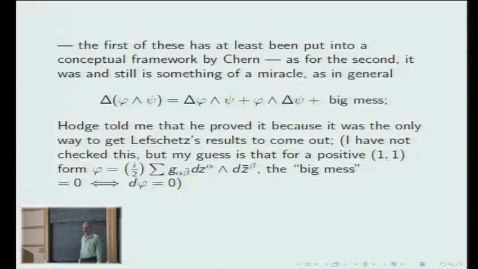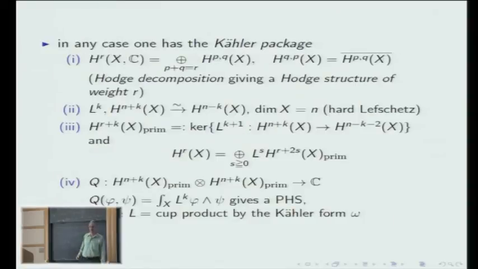form here. Hodge told me, when I asked him about this, I said, how in the world did you think of this? He said it was the only way that I could prove Lefschetz's theorems. You know, it had to be true if the proof of Lefschetz's theorems were going to come out of this. So, my guess is that if you take a general positive 1-1 form and you assume that the big mess goes away, that's equivalent to its being closed, being a Kähler metric. So that the big mess being 0 is sort of equivalent to the Kähler condition. I mean, I've never checked that, but I think that's likely to be true.